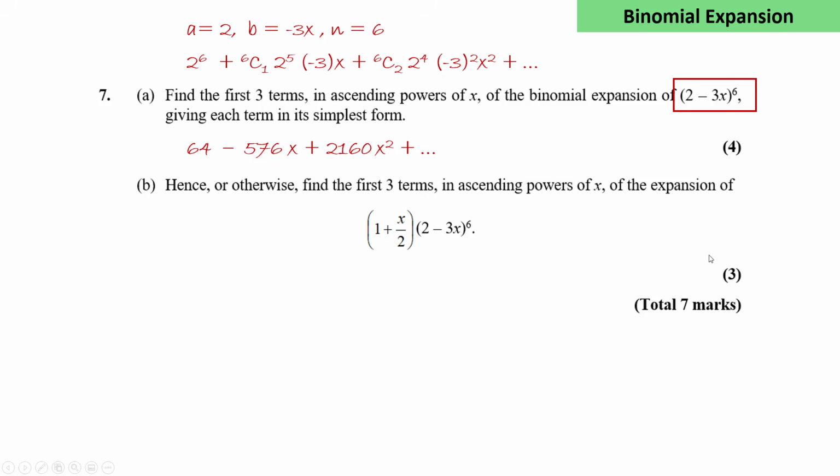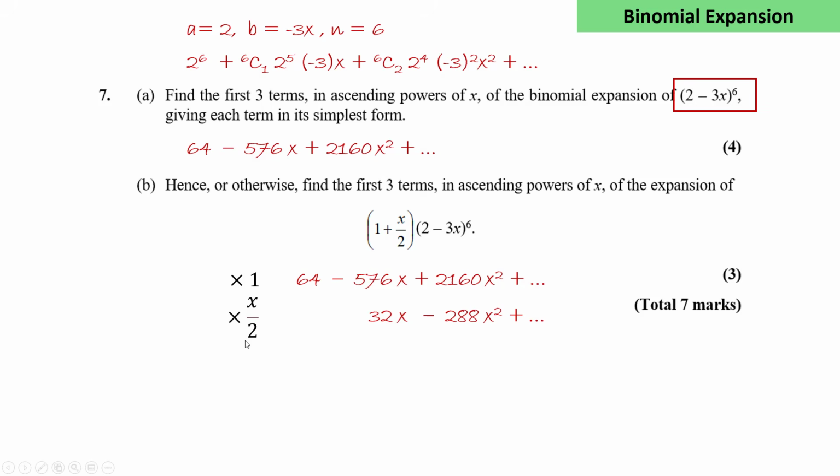Part B of the question says hence or otherwise find the first three terms in ascending powers of x of the expansion of 1 plus x over 2 times 2 minus 3x to the power of 6. So here we need to take this series representing 2 minus 3x to the power of 6. We multiply it by 1, then we multiply it by x over 2.